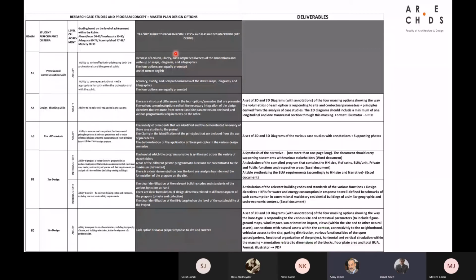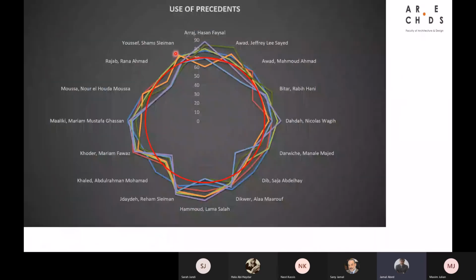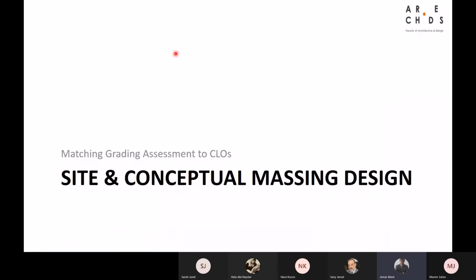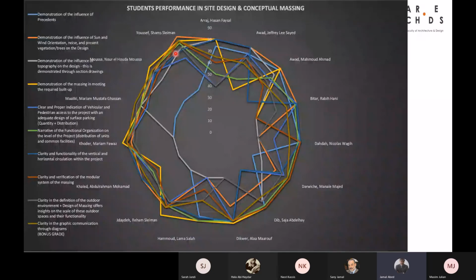All right, this is the performance of the students, and this is where they are in terms of the use of precedents. Relatively, they did well. The red circle, obviously, is the average, 70. You could see that was a good thing. Site and conceptual design, this is their work. Again, there were problems in the site design and the conceptual massing, more than the previous.